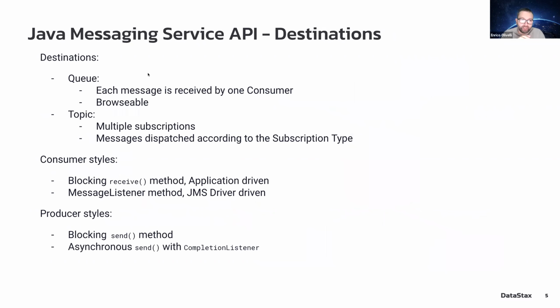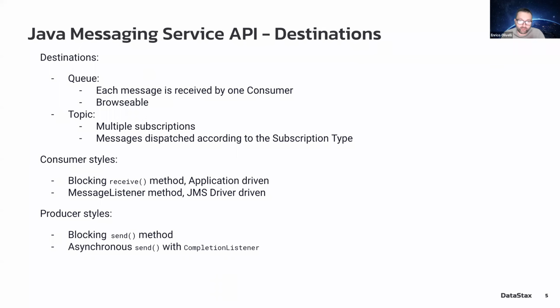Digging deeper into destinations, you have two kinds of destination. You have the queue. In the queue, multiple producers can put messages into the queue, but each message is received, or eventually processed, by only one consumer. And you can browse the contents of the queue and see the messages that have not been processed yet. And the topic allows multiple producers to put messages into the destination, but then you have multiple subscriptions and the consumers will receive messages from the topic according to the subscription type.